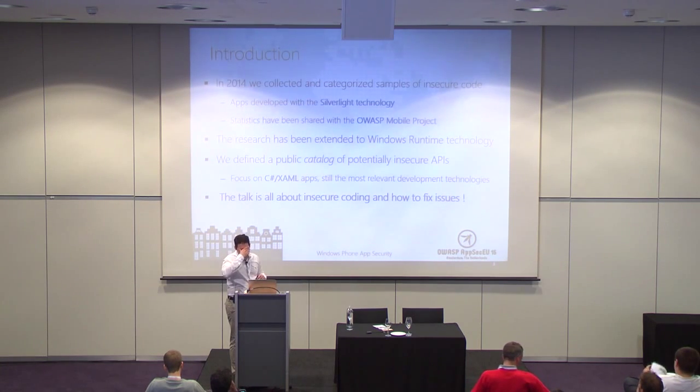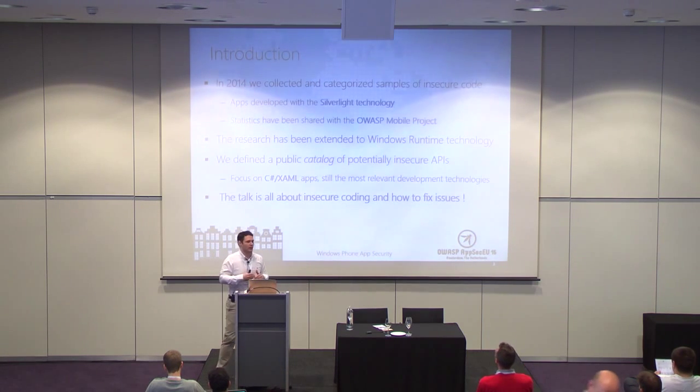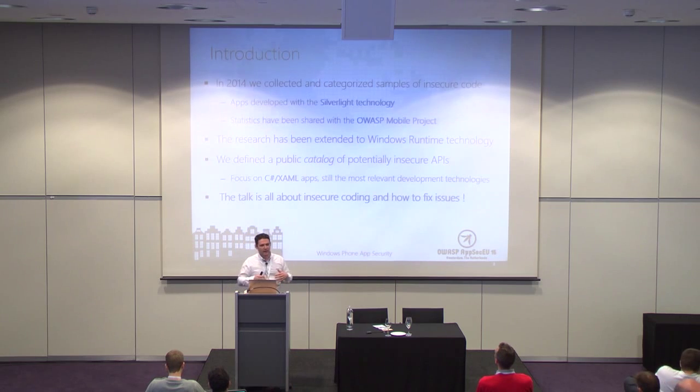Back in 2014, I started investigating and collecting a series of security issues related to applications that target the Windows Phone platform. We then tried to categorize these examples of insecure code, and we mapped the issues against the Mobile Top 10 for 2014, and shared statistics concerning our results with the OWASP mobile project for the definition of the Top 10 for 2015.